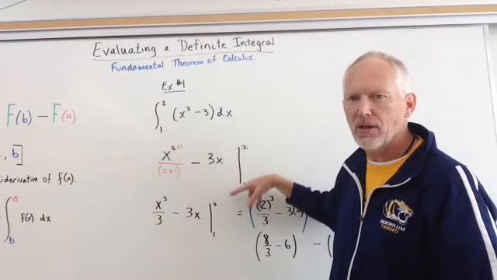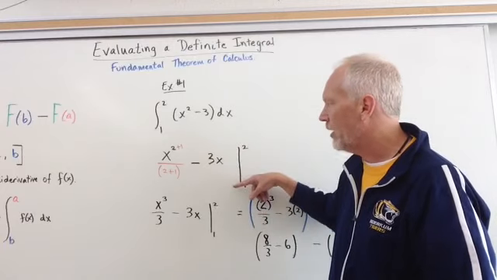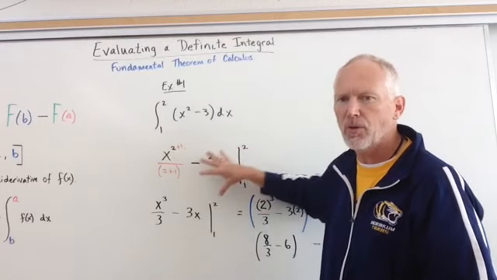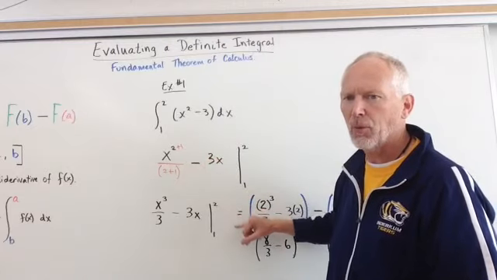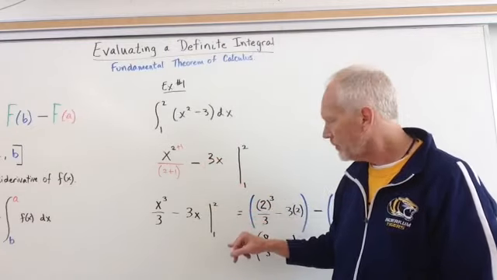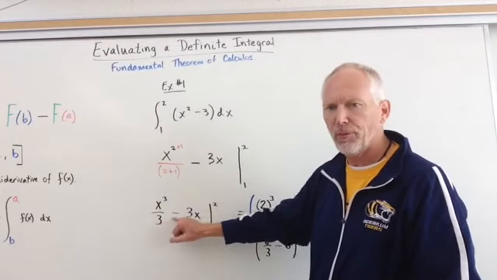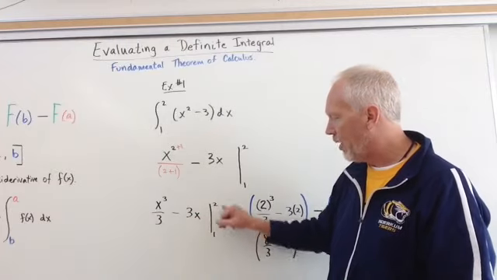And now we change the notation, from 1 to 2. We draw a straight line, and that means we're done with the antiderivative part and we're ready to actually substitute numbers in. So here's our values again: x cubed over 3 minus 3x, from 1 to 2.